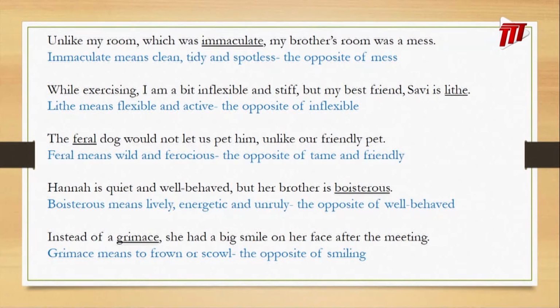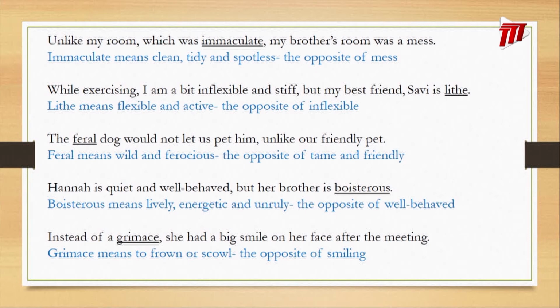While exercising, I'm a bit inflexible and stiff, but my best friend Savvy is lithe. Lithe means flexible and active, graceful, the opposite of inflexible. The feral dog would not let us pet him, unlike our friendly pet. Feral means wild and ferocious, the opposite of tame and friendly.